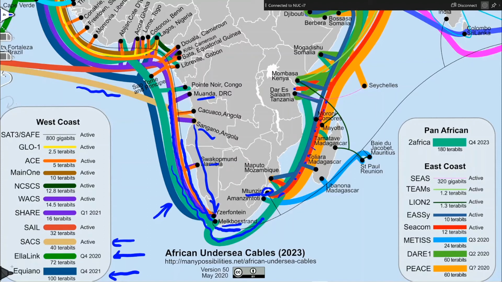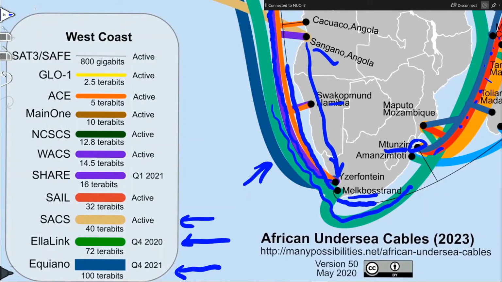Whether that's going to happen or not, we'll have to wait and see, but this will provide us with a link to another continent rather than Europe, apart obviously from SEACOM that goes to India. Most people are impressed by the speeds of these cables. If you look at the SAT3 cable, which, as I said, at some point was our only connection to the outside world, and then the Western African cable system running at 14.5 terabits.